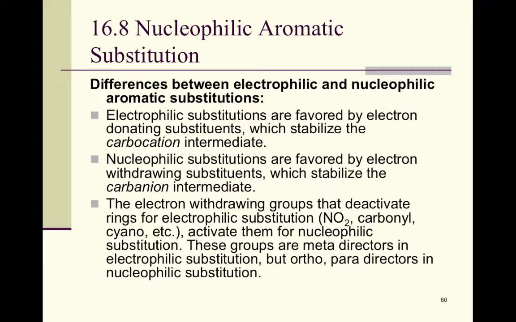The electron-withdrawing groups that deactivate rings for electrophilic substitution, such as NO2, carbonyl, cyano, etc., actually activate them for nucleophilic substitution. These groups are meta-directors in electrophilic substitution, but they're actually ortho-para directors in nucleophilic substitution.